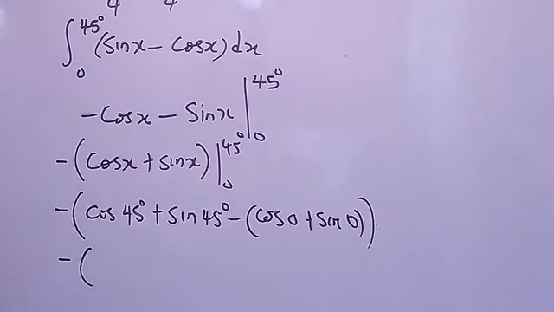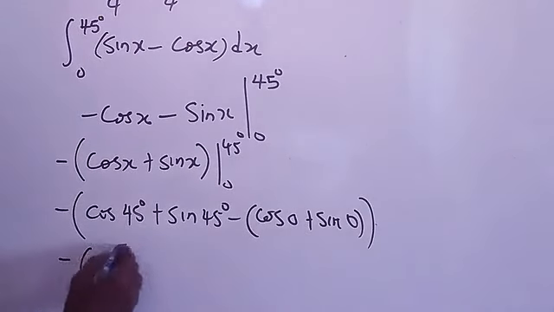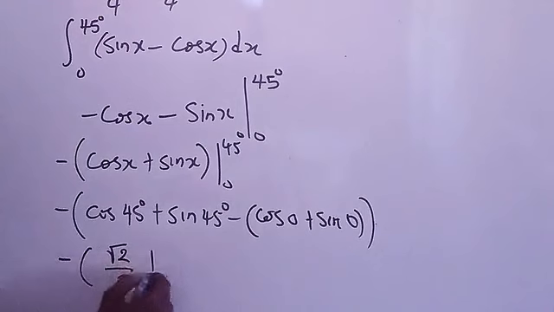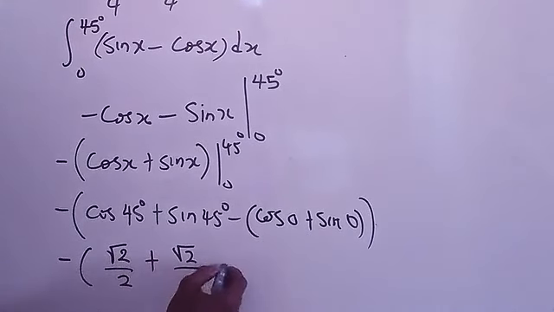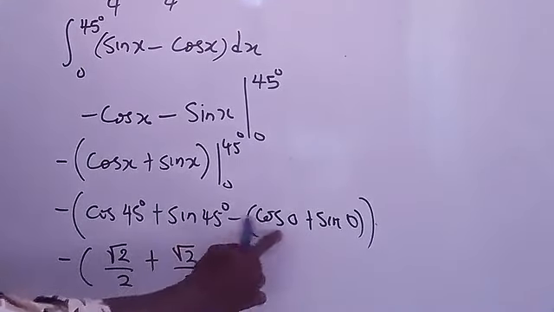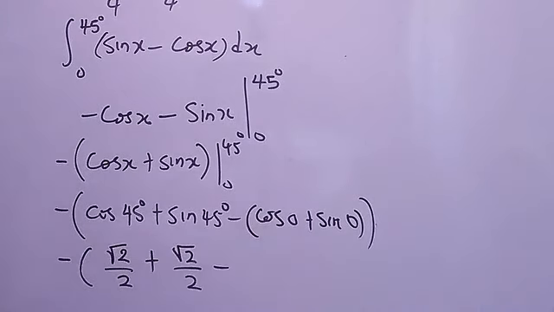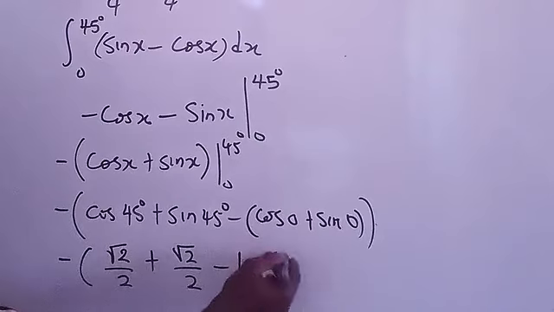So what is cos 45? If you press your calculator, cos 45 is going to give you root 2 over 2, plus sine 45 degrees will also give us root 2 over 2, the same thing. Then minus, using the minus to open the bracket, cos 0 is going to give us 1, but because of this minus, we would have minus 1. The minus will affect this, then sine 0 has to give us 0.